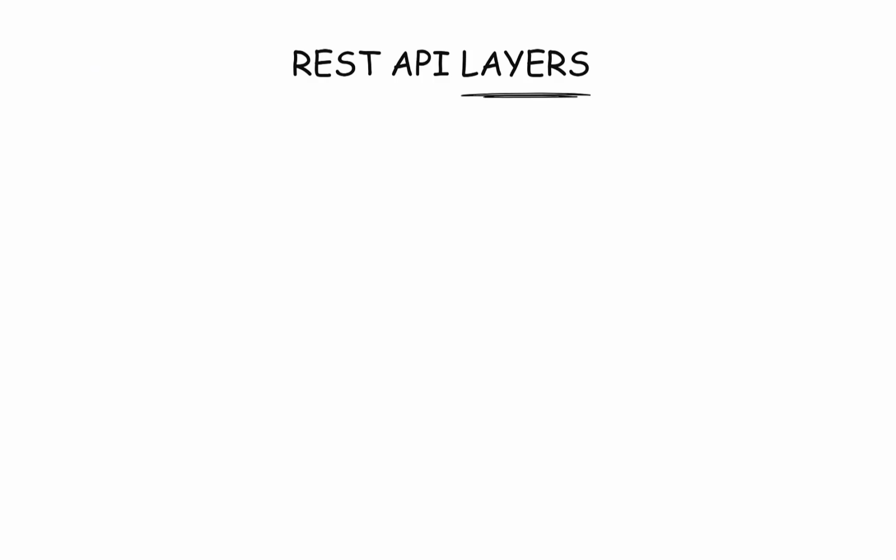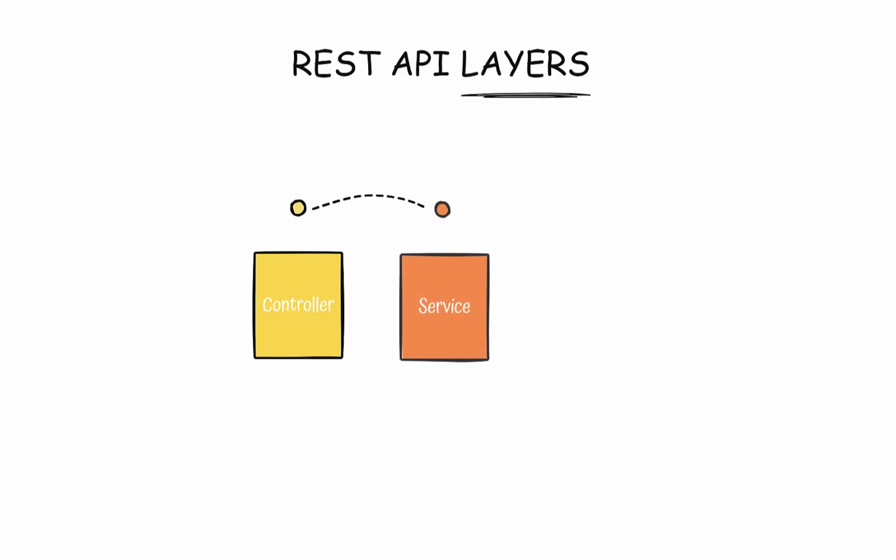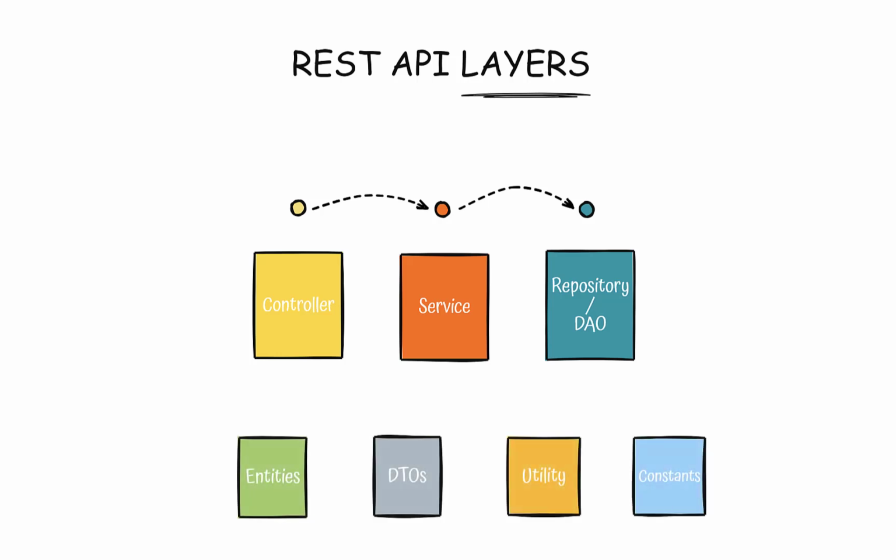A REST API usually consists of three layers: a controller, which accepts requests and is the entry point for all incoming requests; a service, which contains the application logic; and a repository, or data layer, for interacting with a database. Other than these, there are entities, model classes or DTOs, utility classes, and constants. Since we will not be using a database but an in memory data structure such as a map, there will be no repository layer.